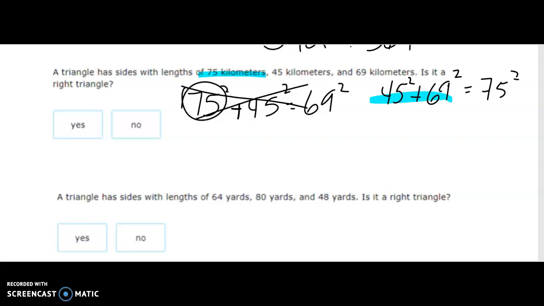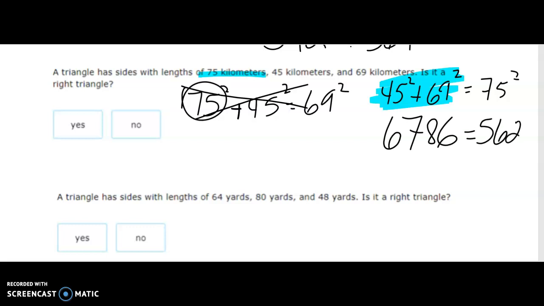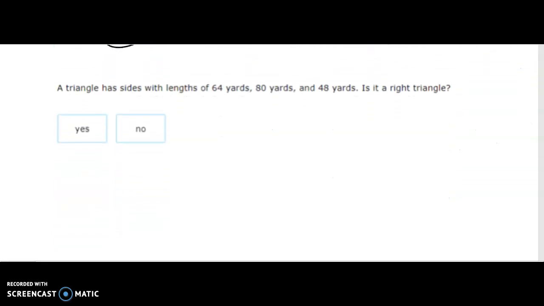You could put this whole thing right here in the calculator. 45 squared plus 69 squared is 6786, and that's a 6. Let's fix it. And 75 squared is 5625. Those are not the same thing, so it is not a right triangle.